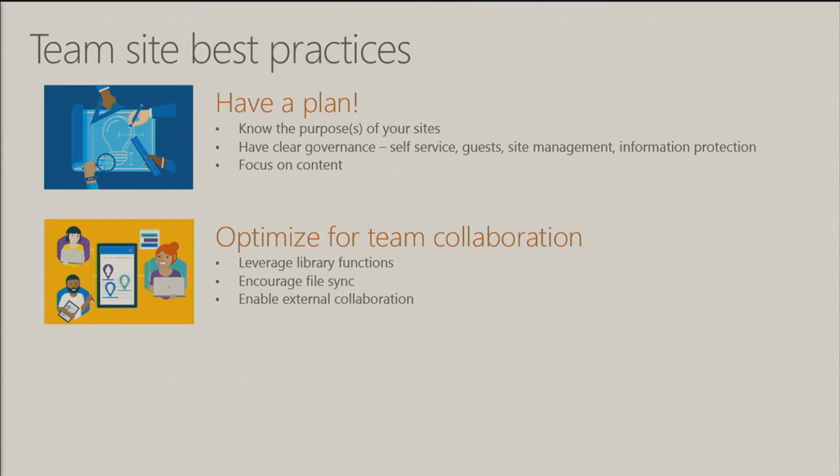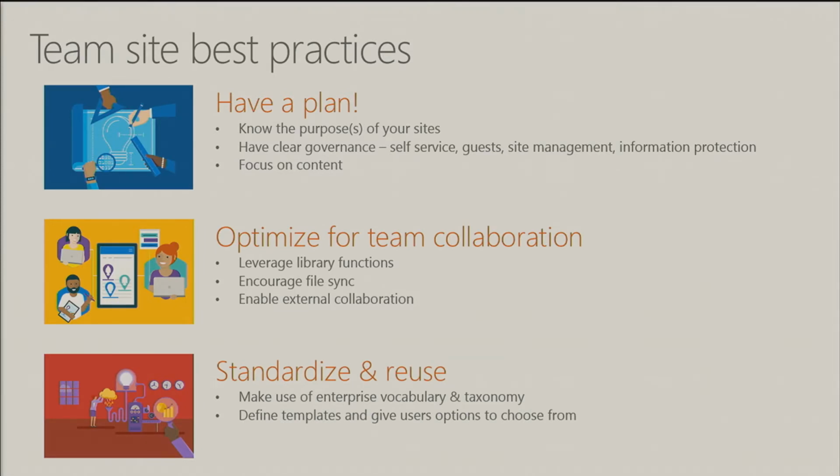Once you've nailed down the planning basics, take advantage of what Team Sites are great for. They're really great for collaboration. You can enable things like check-in or check-out for document libraries and take advantage of all of those content management and library functions that are available. Leverage OneDrive for Business to take files offline and for file synchronization and for offline productivity. And take advantage of external sharing and making sure that you can collaborate with those that are outside your organizational boundaries.